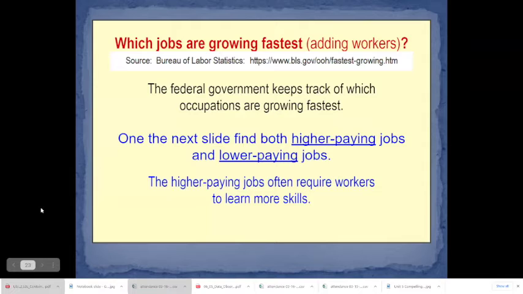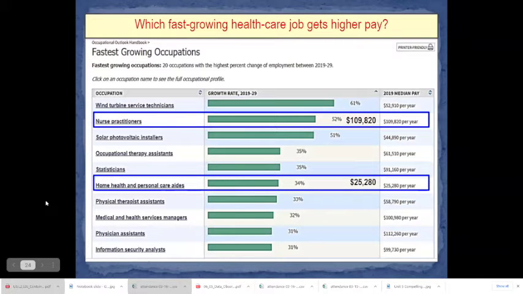So the federal government keeps track of our occupations. So on the next slide, we're going to find both higher paying jobs and lower paying jobs. And so the higher your job pay, the higher your skills have to be. And all we've done is focus on 2 things: home health and personal care aides. They make about $25,000 a year. And then a nurse practitioner makes $109,000. The students will understand the difference between 25 and 109. If there's 1,000 behind it or not, they're going to know which one's higher.